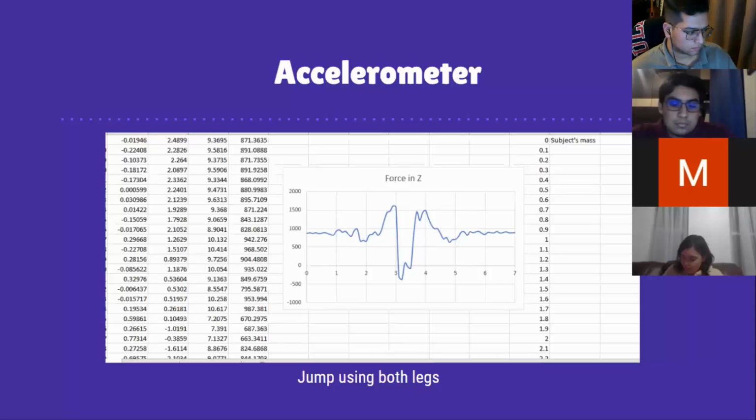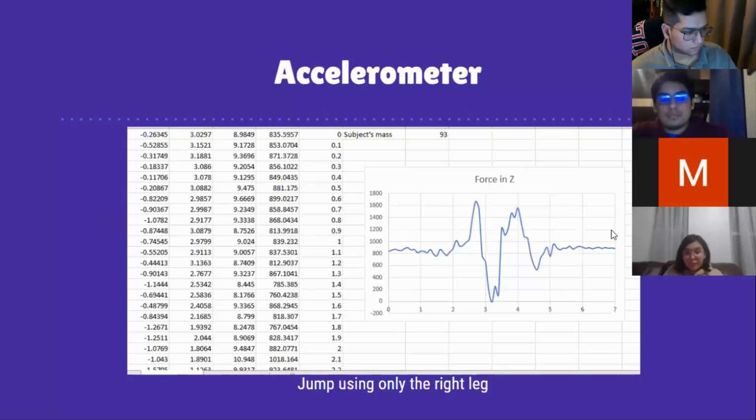But in the next case, using only the right leg, we have an even better performance from our teammate. As we can see, we have a wider landing phase. So this means that the force is distributed over a longer time at the time of the landing.